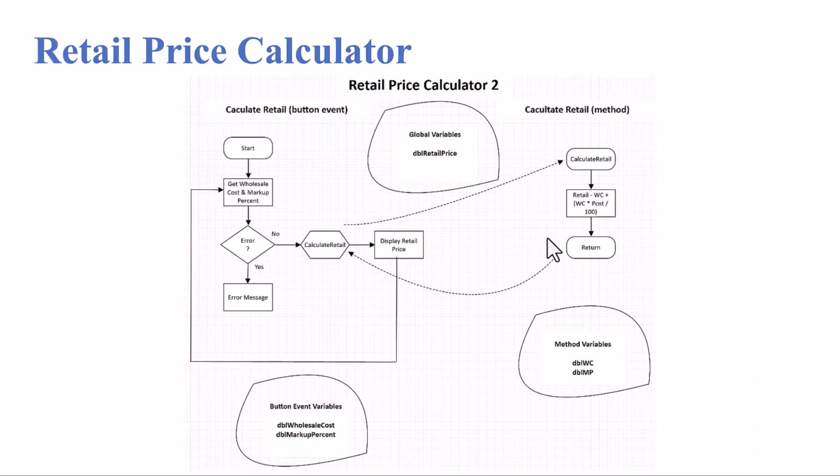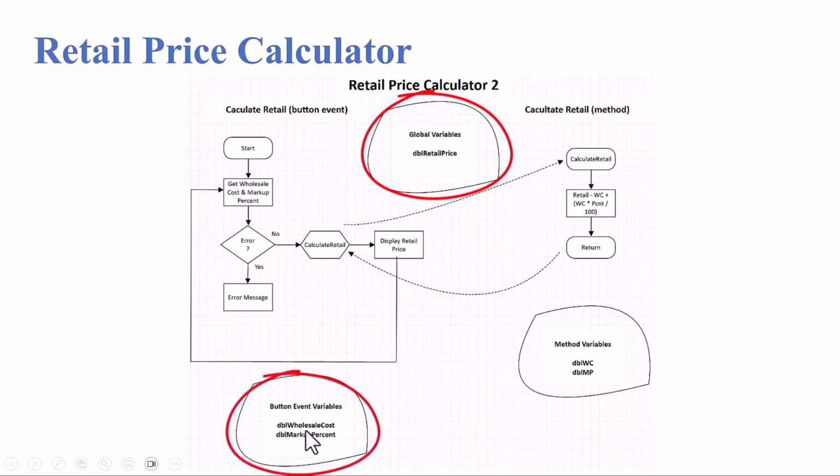That brings us to our retail price calculator. We saw this last time, but now we're going to do something different. Notice that our program is almost unchanged, with a couple of minor differences. We have our global variable right here with double retail price, but that's the only value inside the global variable. We have event variables. The wholesale cost and the markup percent are sitting here in the button event variables. And we also have variables in the method, dblWC and dblMP. WC stands for wholesale cost, and MP stands for markup percent. So we're giving them different names. They could be the same names. These are private to the method, and these are private to the button right here.